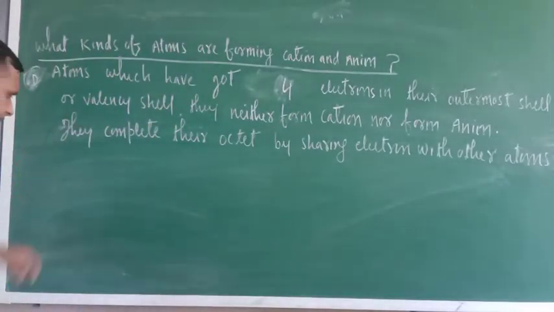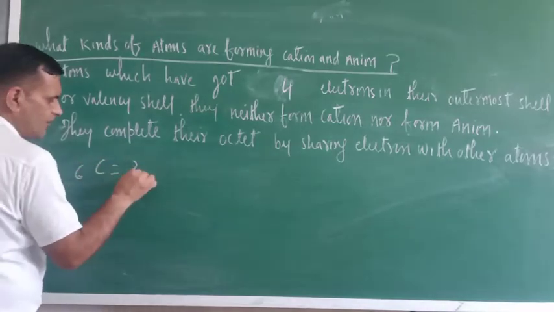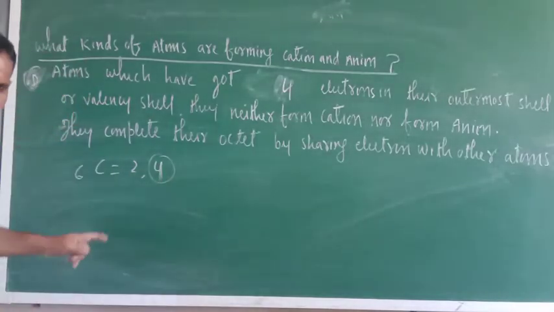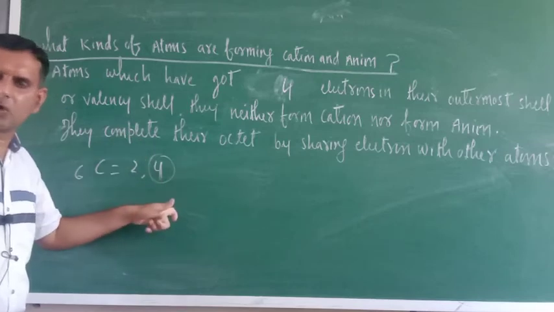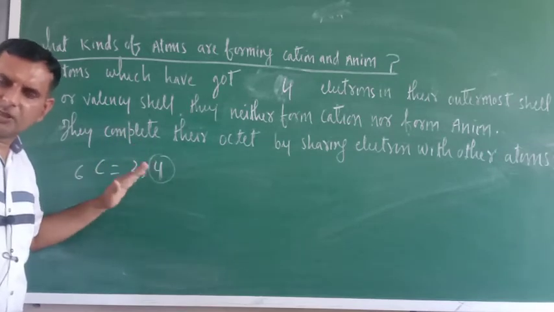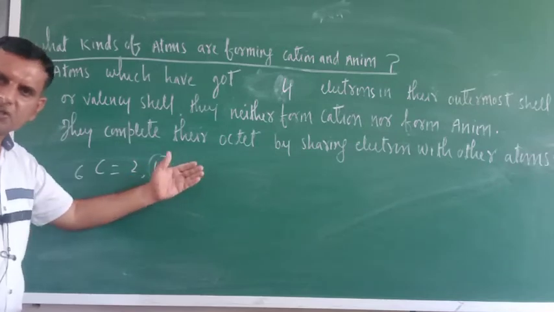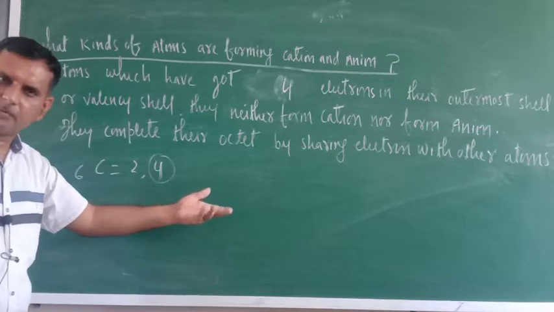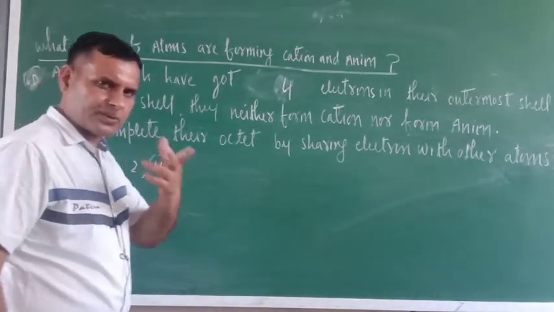Just see here, carbon 6 means 2 4 electron is there in the outermost shell, so it will neither gain 4 electron nor lose 4 electron, means it will neither form cation nor form anion. What it will do, it will share its 4 electron with other atom and it will complete its octet. Now I will give you some glimpses.